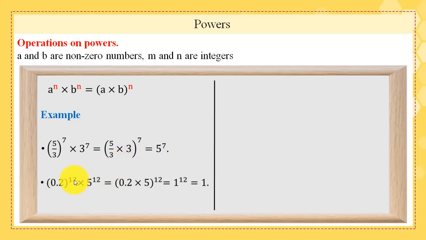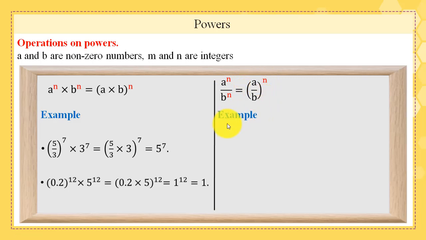Also, 0.2^12 times 5^12. These numbers have the same power. So it is equal to (0.2 times 5) all to the power 12, which equals 1^12, which is equal to 1. Fourth property: a^n over b^n equals (a/b) all to the power n.